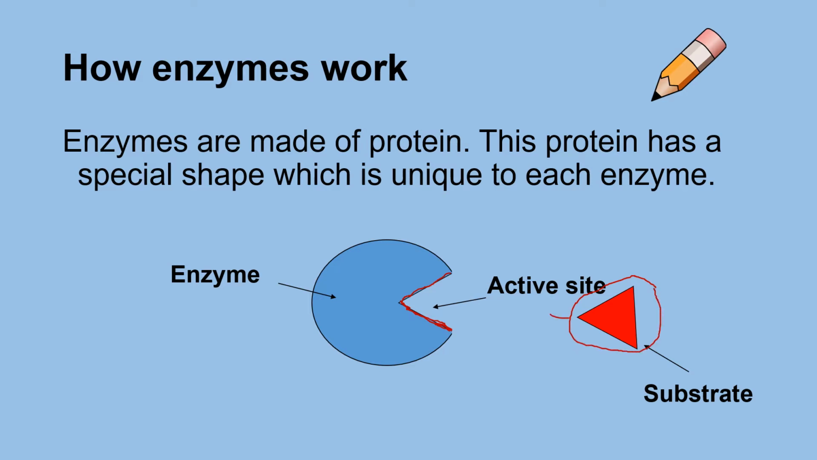See how it's a triangle, and only the triangle will fit into the enzyme. If it was a square substrate, it wouldn't fit in. Or if it was a circle substrate, it wouldn't fit in. It's got to be that triangle shape, and it's got to be perfect so that it can fit into the enzyme. So the substrate always binds at the active site.